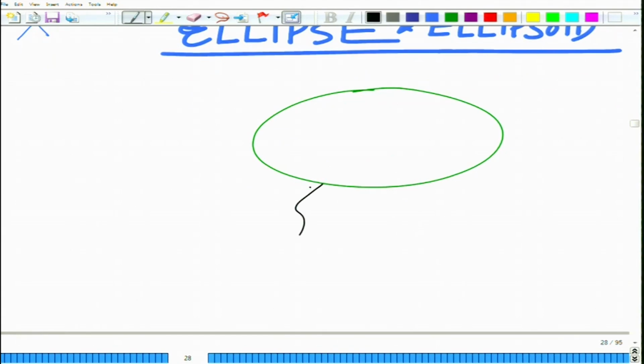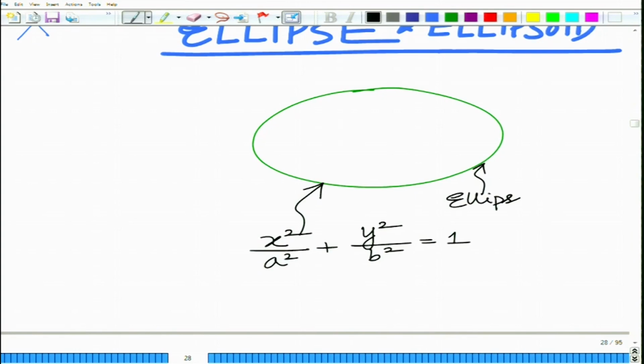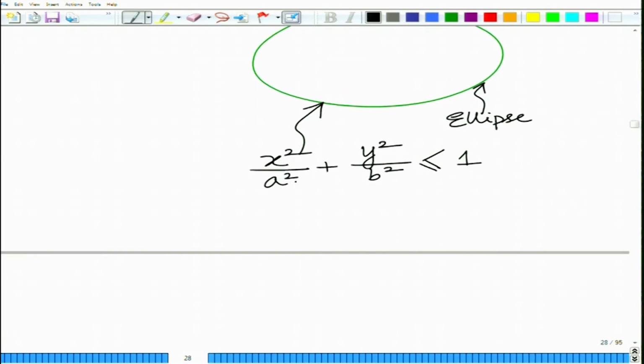We are going to come to the general model in a little bit, but first look at a very simple equation for an ellipse described by the equation x square by a square plus y square by b square equals 1. So, this is an ellipse. This is the equation of the ellipse, and the interior of the ellipse including the boundary is described by this inequality, x square by a square plus y square by b square less than or equal to 1. This describes the interior of the ellipse.